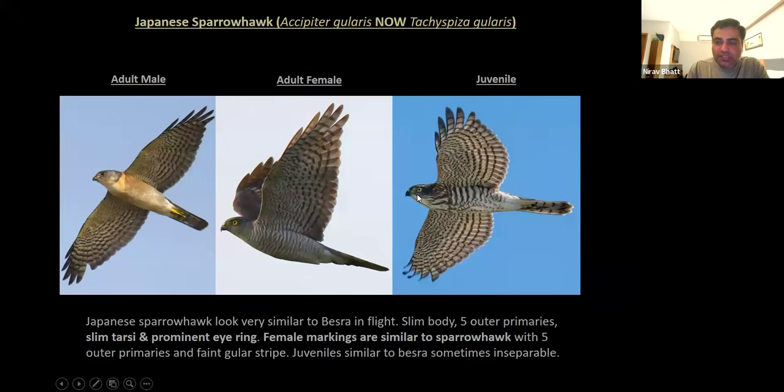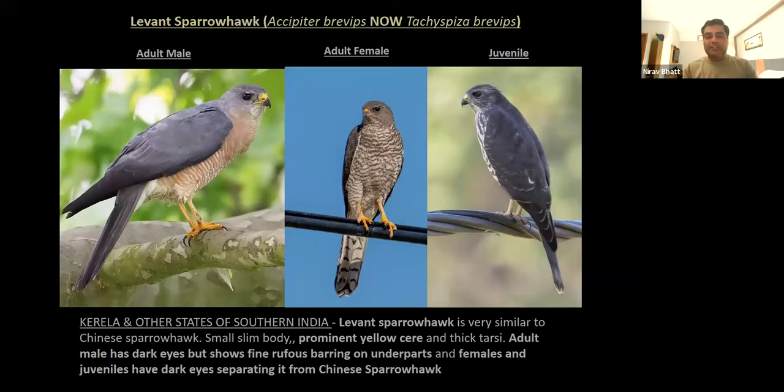Very similar to Besra. Sometimes inseparable. There is one more super rarity which has been seen in India in last 4-5 years. That is a Levant Sparrowhawk. Okay? So that's why we are discussing a small bit of Levant Sparrowhawk here. Also, those who are very new should not pay too much attention here because these are very, very rare birds. So if you do too much here, then it might be very difficult for you to understand.